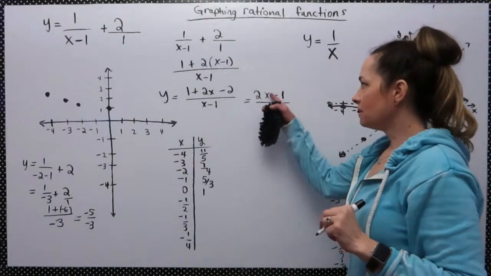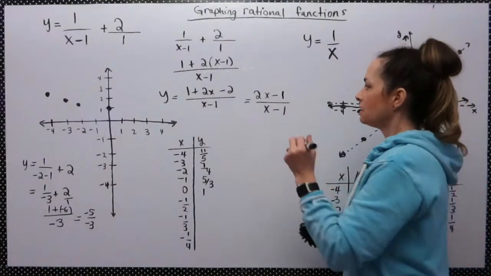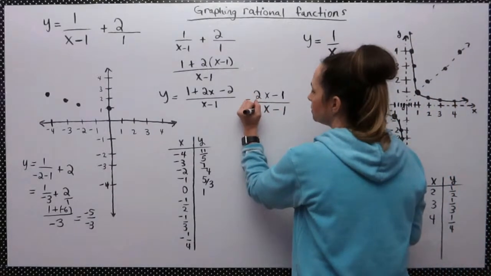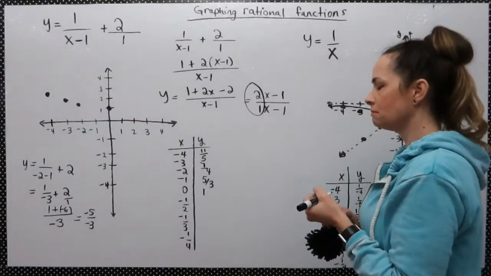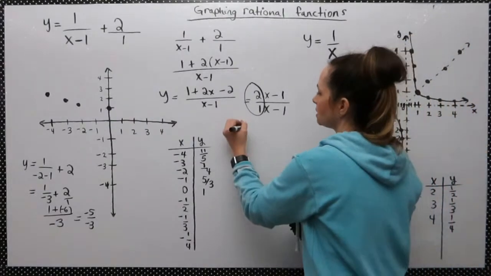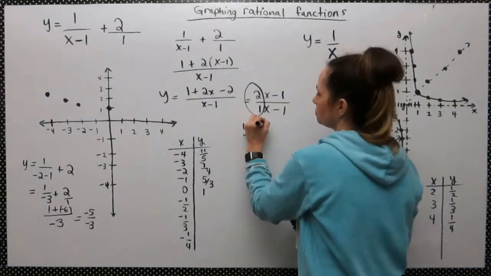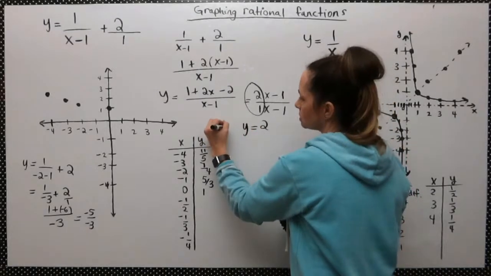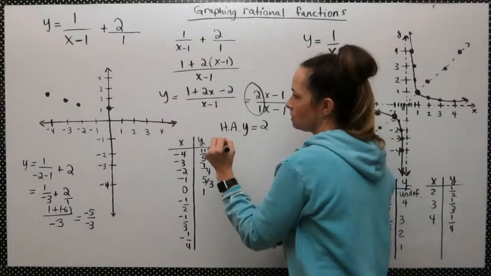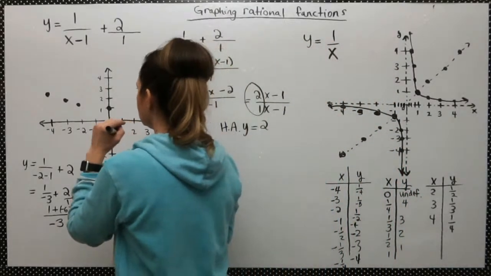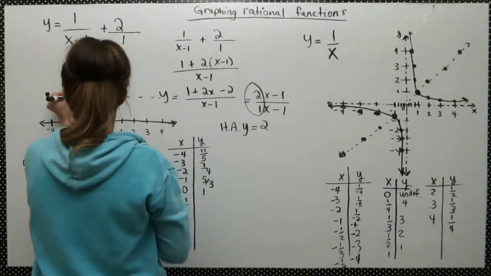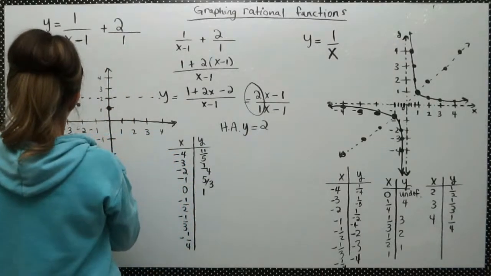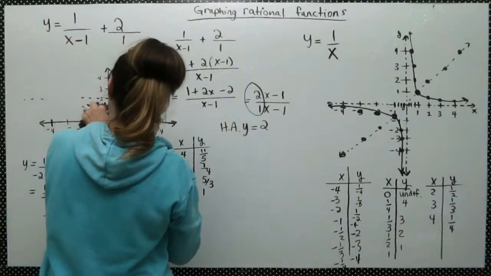Since they're of equal degree, it looks like we have our horizontal asymptote at y equals 2. This is our horizontal. So at y equals 2 here, there is a horizontal asymptote. I'm gonna erase these points.